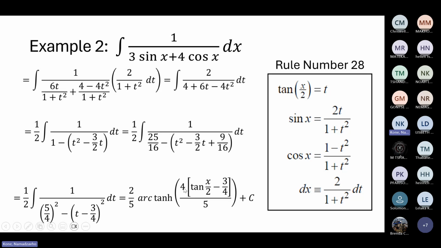Here you can even multiply this 4 inside, and you will get 4 tan of x over 2 minus 3 all over 5. And I think the answer in the book is after the inside square bracket is removed. So when you remove this inside square bracket, you get exactly the answer that is in example 2 in the textbook.